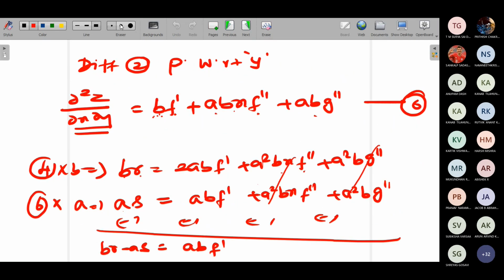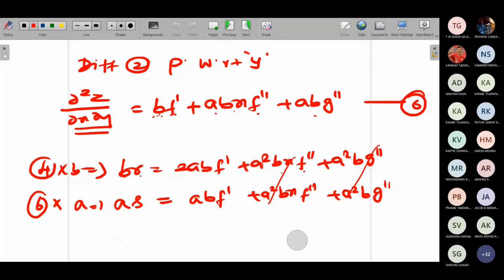So let me check if I multiply by 2a. Let me check what is happening so that it is getting simplified. Just check, by hook or crook we should do it. There is no such procedure. So what we had here, we multiplied equation 6 by a. So I'll multiply by 2a. So I'll get 2as. I'll get 2ab f dash. I'll rewrite it.